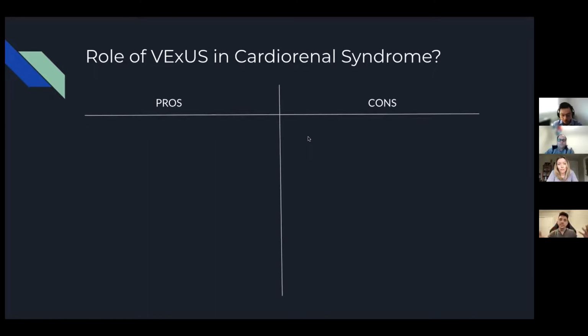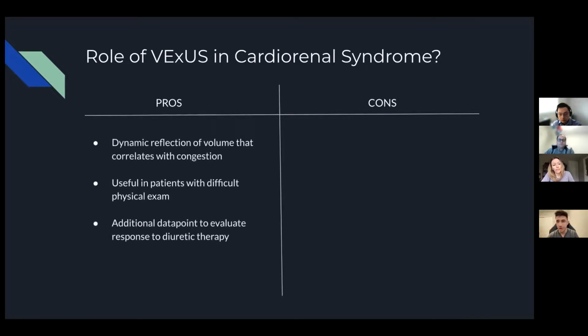Okay, so then what is the role of VExUS in cardiorenal syndrome? I think ultimately there are some pros and some cons in this regard, from my experience last month doing this, which is obviously very limited. So some of the pros: it can be used as a dynamic reflection of a volume status that correlates with congestion, particularly in patients that have a very difficult physical examination otherwise. And it's another additional data point to evaluate response to diuretic therapy. So certainly some positives about using this tool.